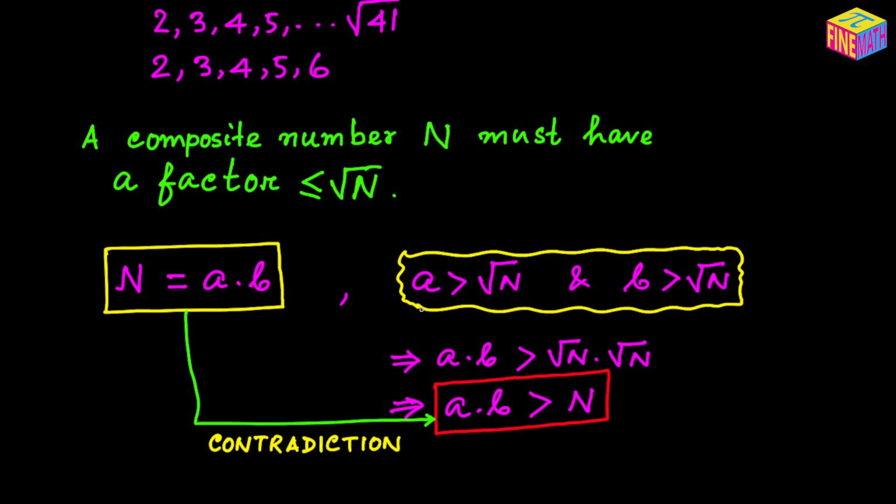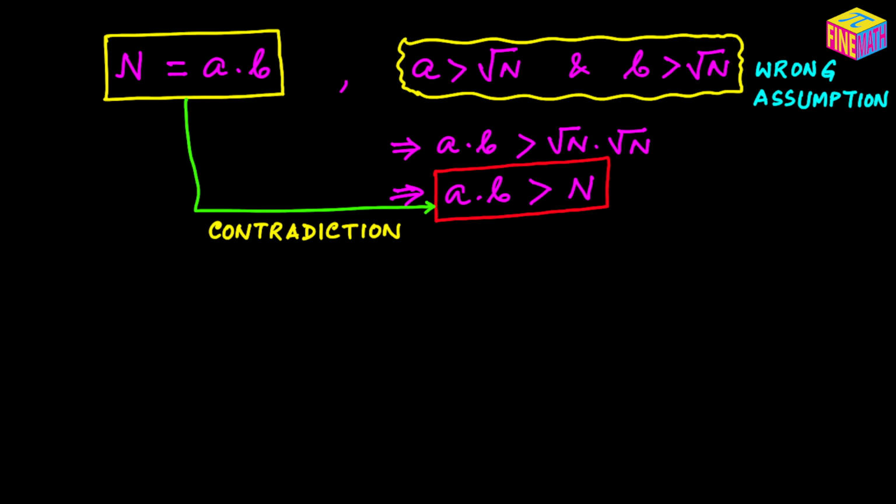So that means our assumption that a is greater than square root of n and b is greater than square root of n is not correct. That was a wrong assumption, and I'm writing that down on the side here. Now if that was a wrong assumption, what can we say about it? Well, we can say that both a and b cannot be greater than square root of n at the same time. That means one of them must be less than or equal to square root of n.